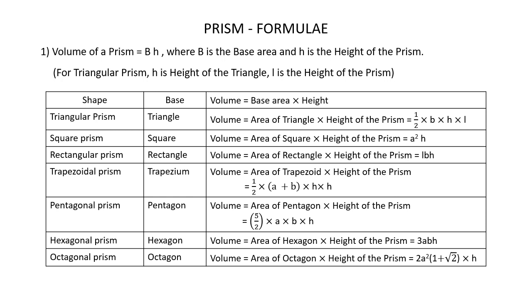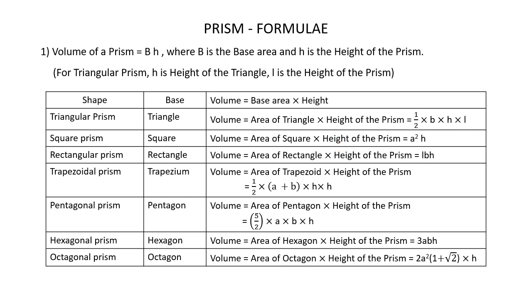Now this base area depends on the shape of the base of the particular type of prism. For example, a triangular prism has a base which is in the shape of a triangle. So base area of a triangular prism would be the area of the triangle. So volume of the triangular prism would be equal to area of the triangle multiplied by height of the prism. Similarly, a square prism would have a base which is in the shape of a square. So base area would be the area of the square. So volume of a square prism is equal to area of the square multiplied by height of the prism.